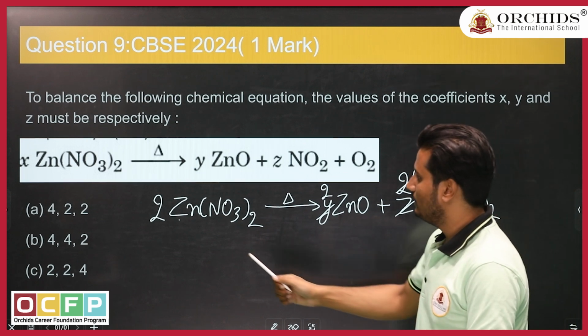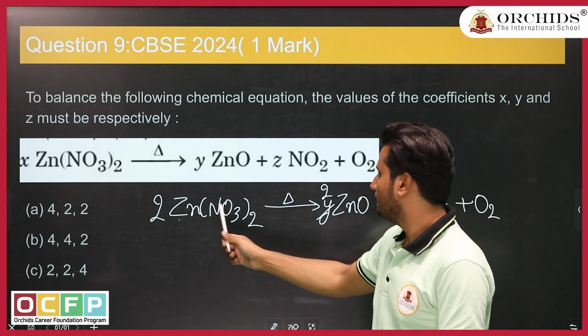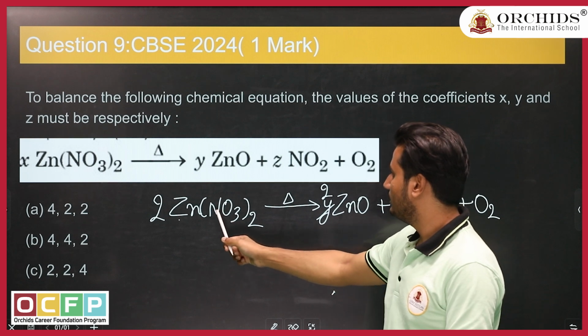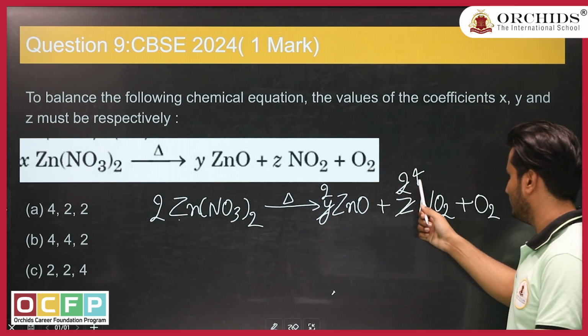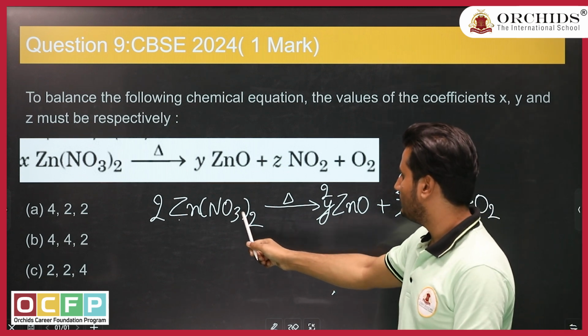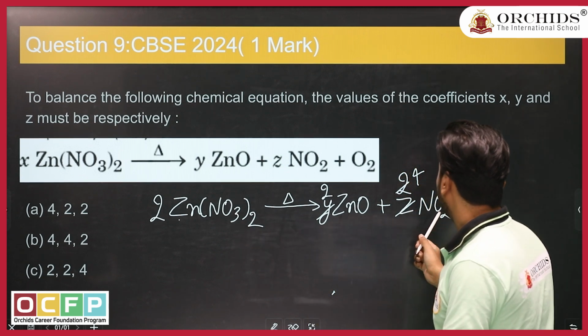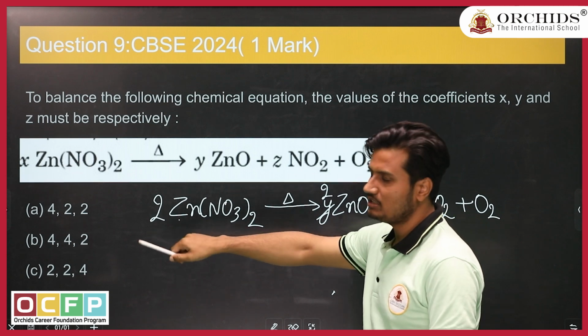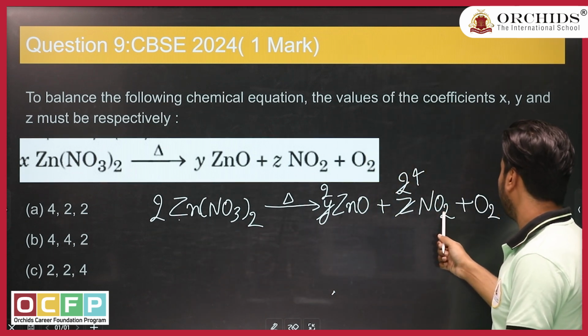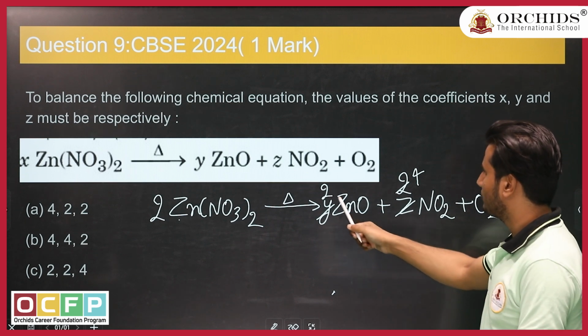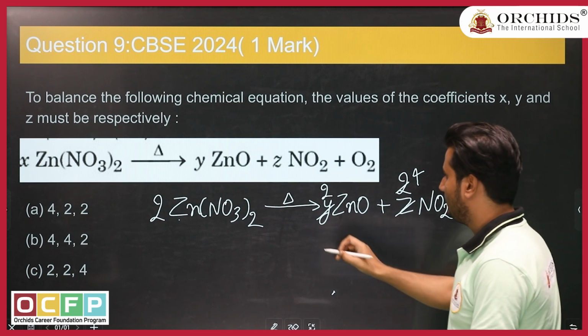Alright. Now check: Zn 2 atoms, Zn 2 atoms; nitrogen 2 2s are 4 atoms, nitrogen 4 atoms; oxygen 3 2s are 6 atoms, oxygen 3 2s are 6, 6 2s are 12, and here we have 4 2s are 8 plus 2 is 10 plus 2 is 12. Alright. So the equation is balanced.